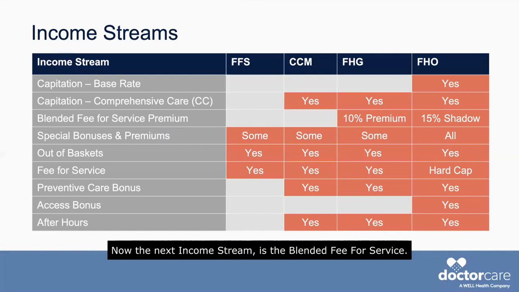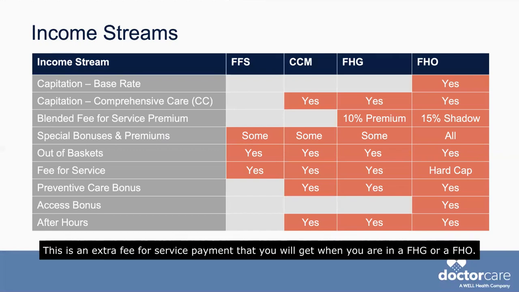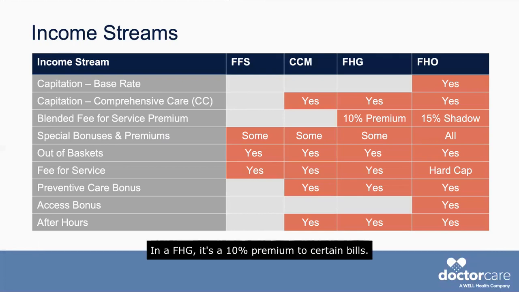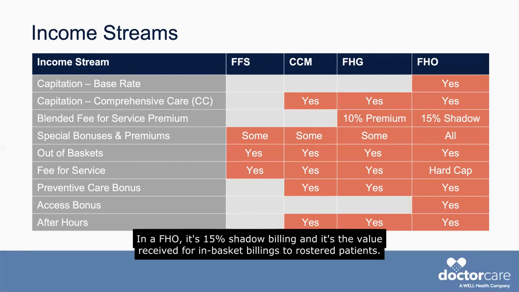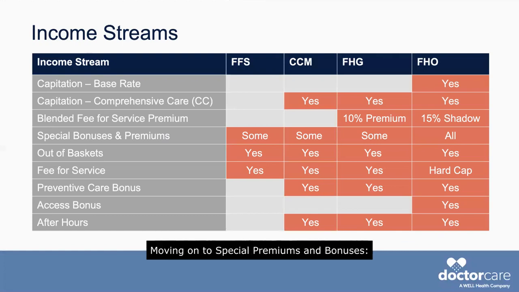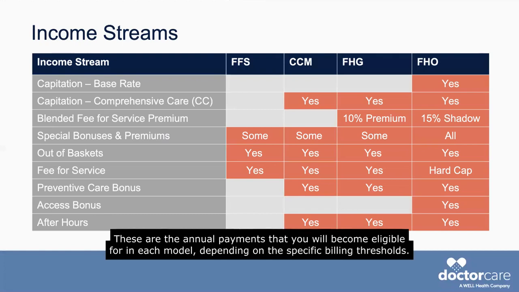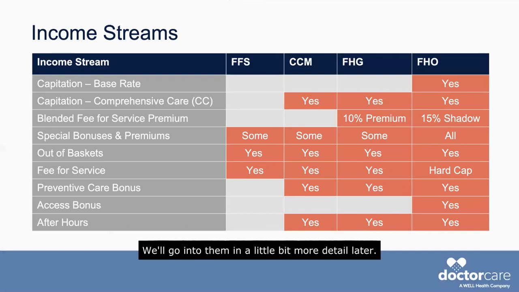Now the next income stream is the blended fee-for-service. This is an extra fee-for-service payment that you will get when you are in a FIG or a FO. In a FIG, it's a 10% premium to certain bills. In a FO, it's 15% shadow billing, and it's the value received for in-basket billings to rostered patients. Moving on to special premiums and bonuses. These are the annual payments that you will become eligible for in each model depending on the specific billing thresholds. We'll go into them in a little bit more detail later.